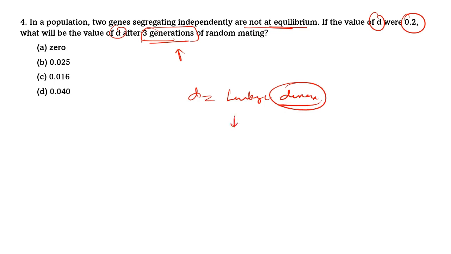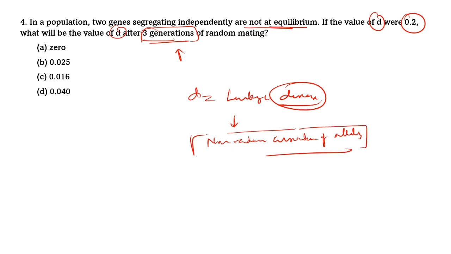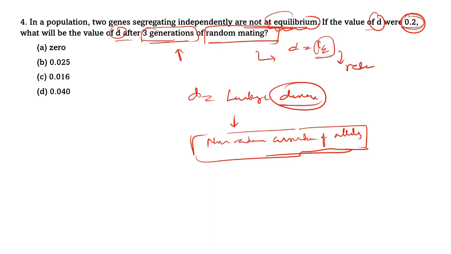Linkage disequilibrium is the non-random association of alleles. So there won't be any random association; there would be a non-random association of the alleles. According to the question, the two genes are segregating independently but are not at equilibrium, and the value of D is 0.2. What will be the value of D after 3 generations of random mating? After inbreeding, if there is continuous random mating, the value of D will be reduced by half in each generation.